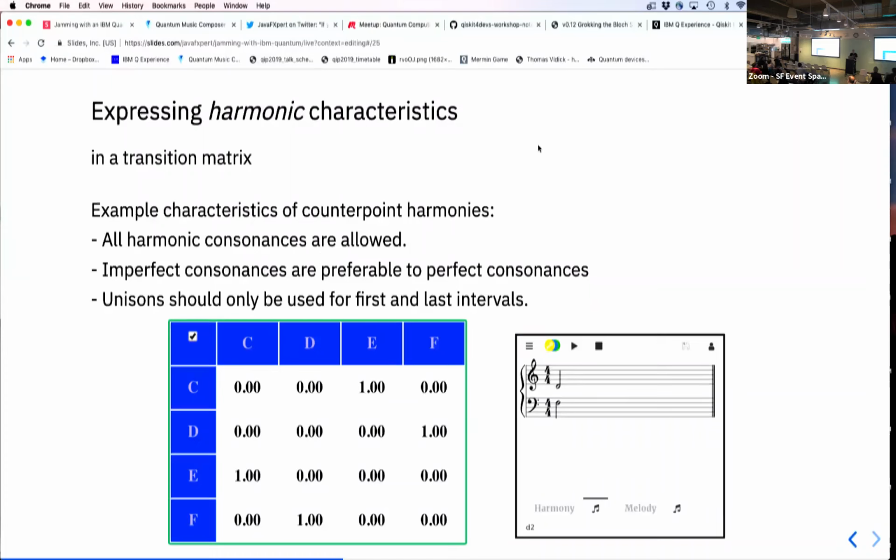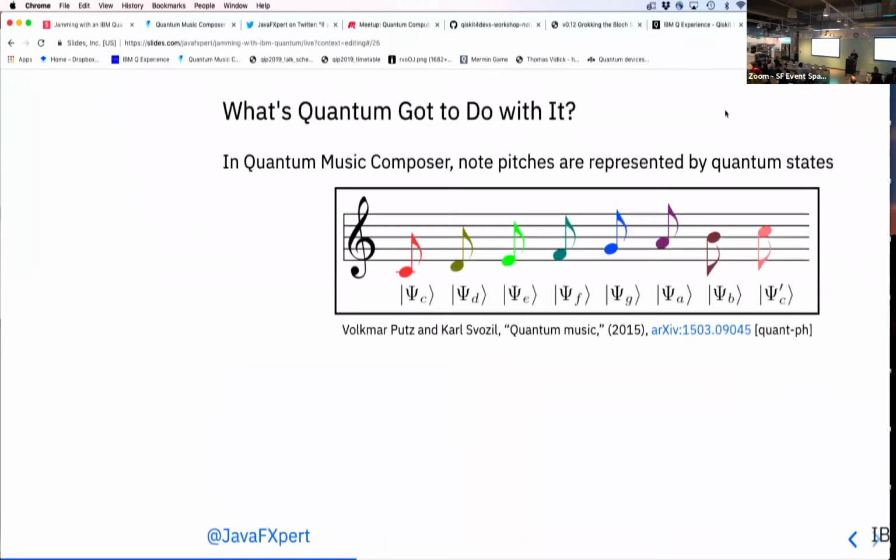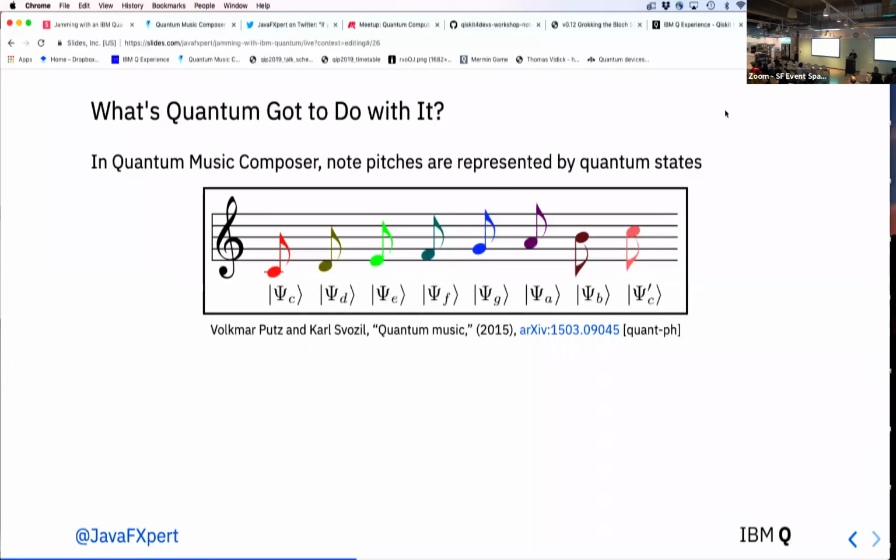And here, what I'm trying to do is be deterministic about it. Whenever an F is played, I want a one probability that a D is gonna be played. And that way I can control in this, just these four notes. It turns out that with these four notes, there are only a few that sound good together. And so I wanted it to be deterministic. So now, after all that, what does quantum have to do with this?